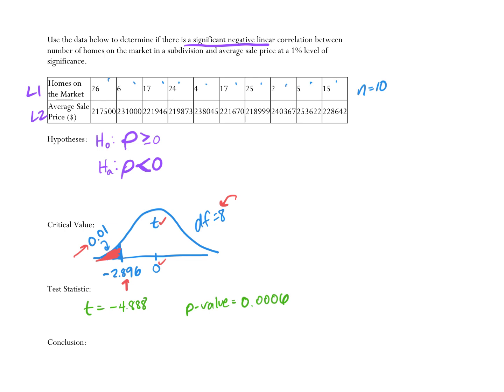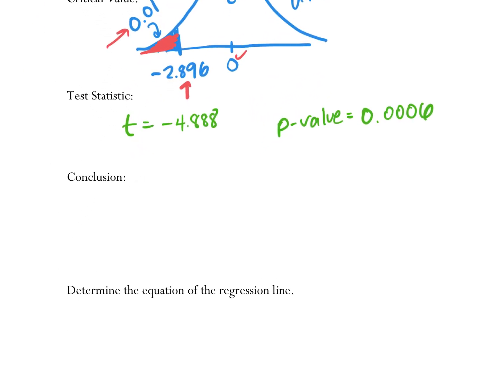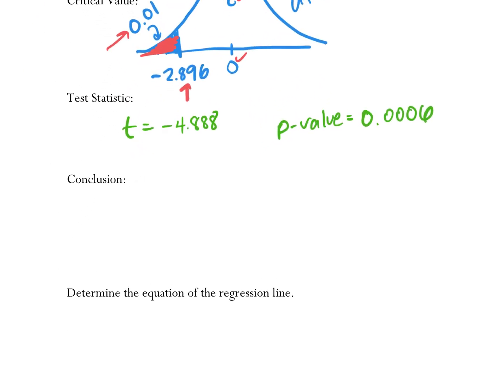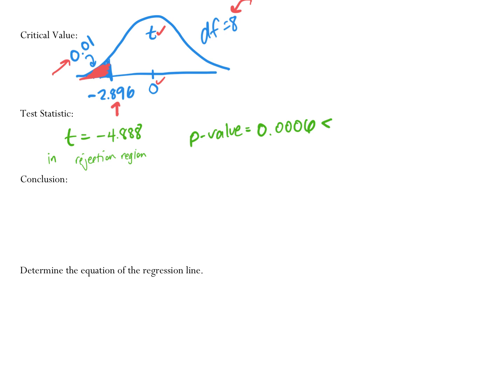Okay. Tell me about this t equals negative 4.888. In the rejection region. What about my p-value? It's less than 0.01. Both of those things combined definitely tell me I'm going to reject my null hypothesis. Lovely. Talk me through my conclusion then.